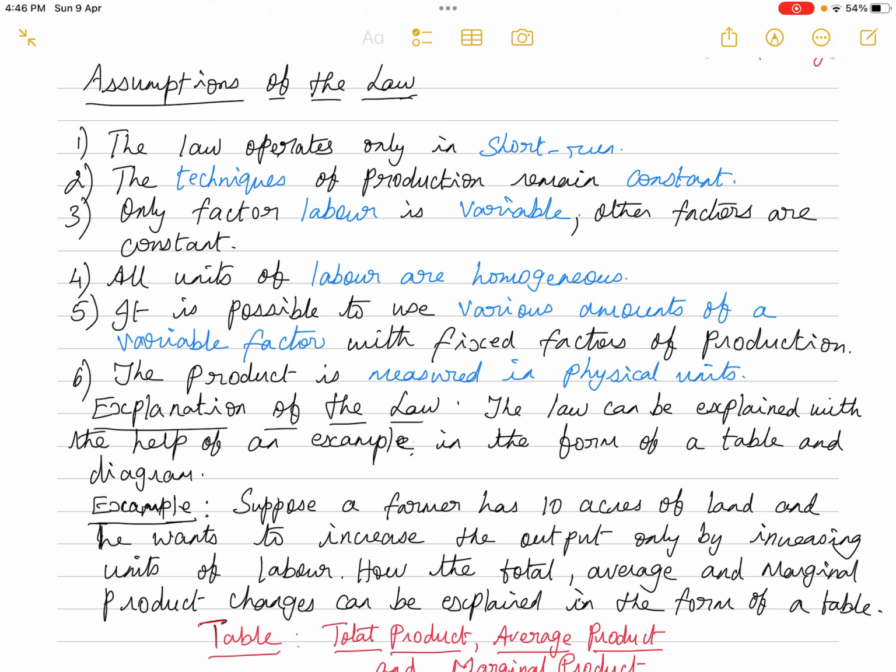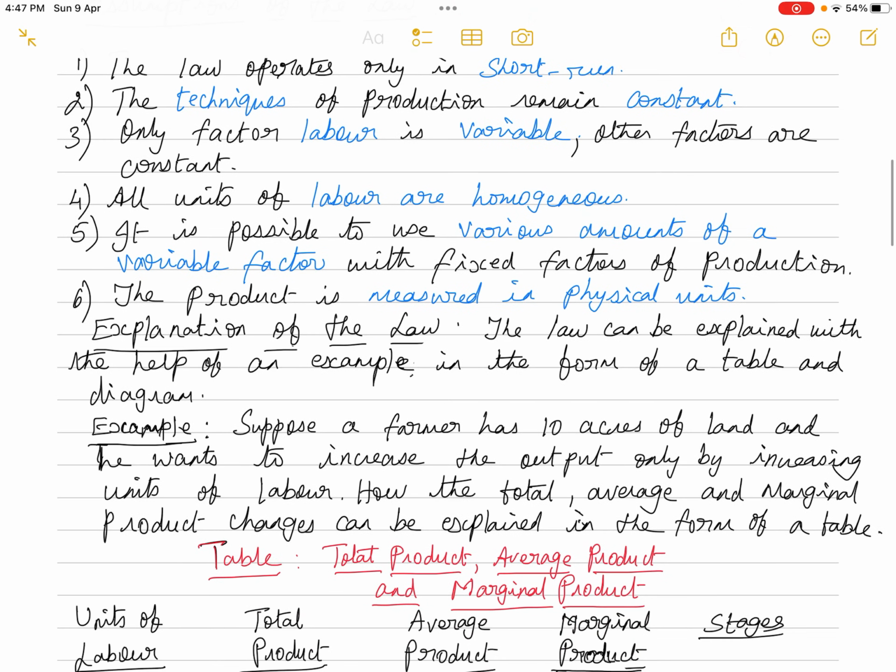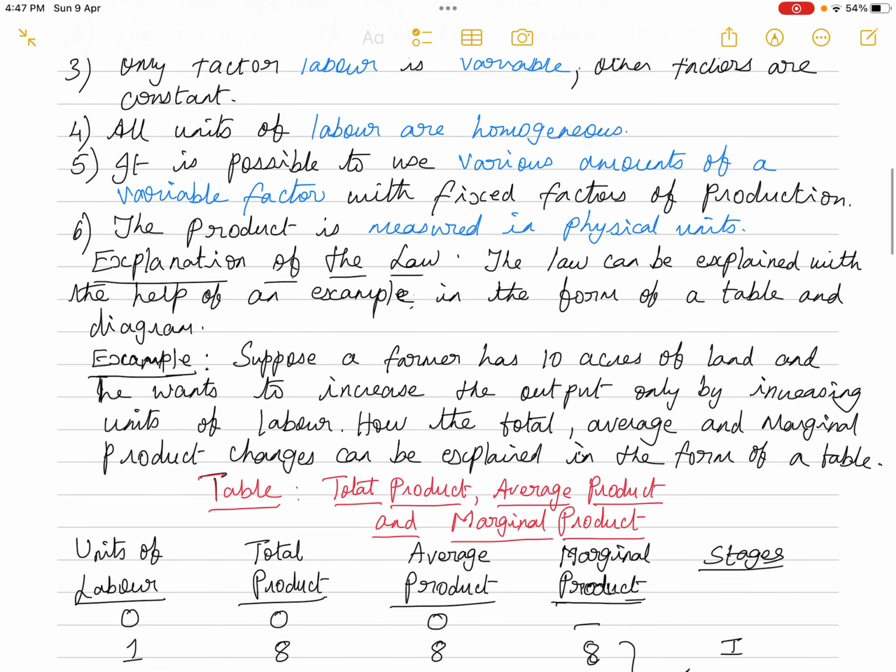So it is measured in physical quantities, not in monetary concepts. Monetary concepts are measured through cost and revenue. Here we are measuring in terms of physical units. So these are all the assumptions on which the law is based.